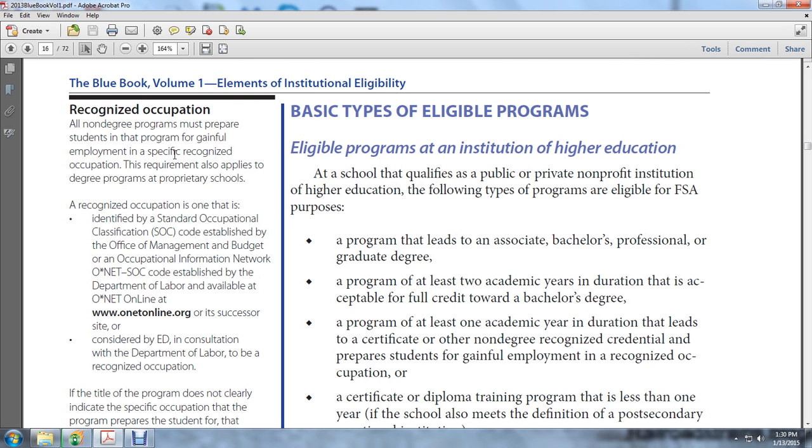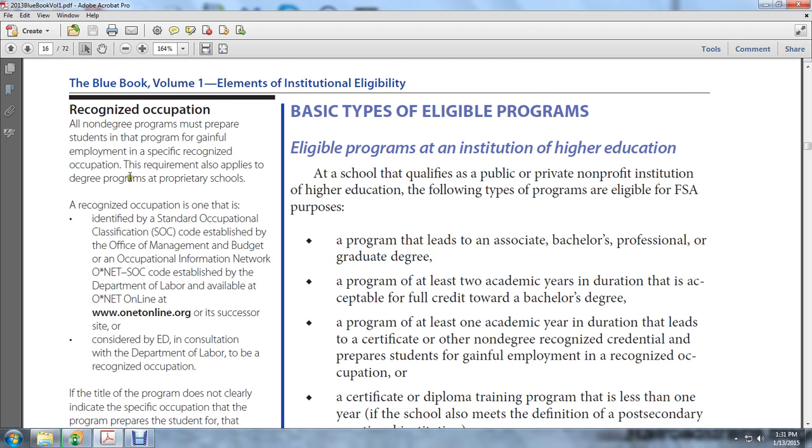A recognized occupation is one identified in the Standard Occupational Classification (SOC) code established by the Office of Management and Budget, or the Occupational Information Network (O*NET) SOC code established by the Department of Labor and available at O*NET Online at onetonline.org, or its successor site, or considered by the Department of Labor to be a recognized occupation. So, you get your standard occupation classification.